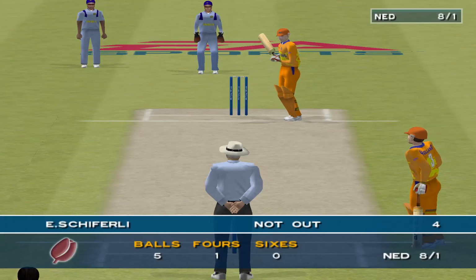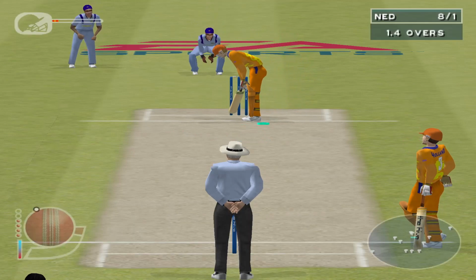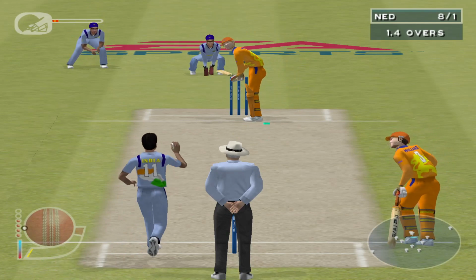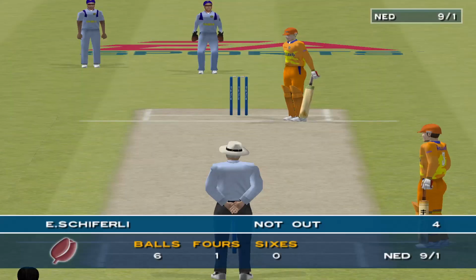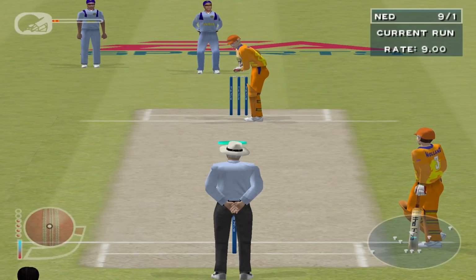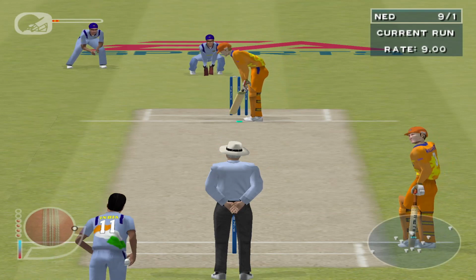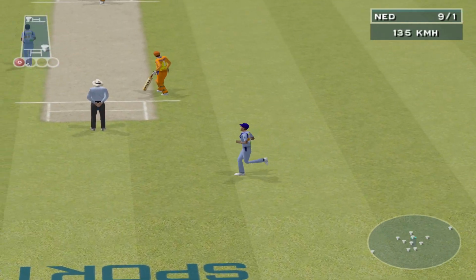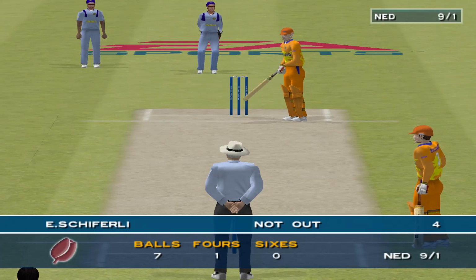Agaka to bowl to Schifferli. Wide ball signalled by the umpire. You can't get away with any width in one-day cricket because the umpire will call you for a wide. Stopped by Ganguly. Schifferli facing.